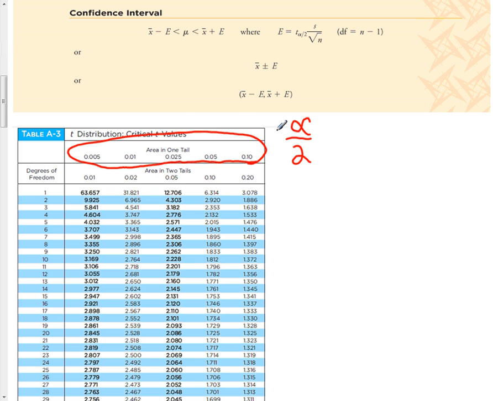So we can only do certain values for alpha over 2. With this table, we can only find critical values for the t distribution if we have one of these standard areas, either 0.005, 0.01, 0.025, 0.05, or 0.10.